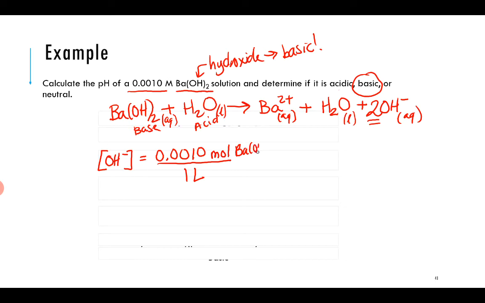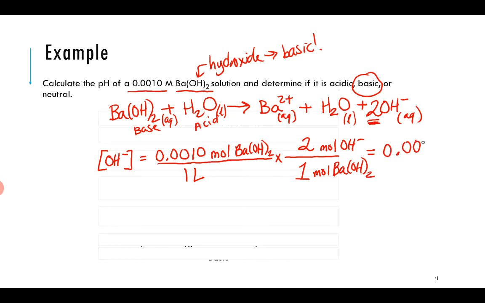Barium hydroxide. I need to cancel out my moles of barium hydroxide, and I need to get moles of OH minus. There will be 2 moles of OH minus for every 1 barium hydroxide. And so my molarity of OH minus will be 0.0020 molar.